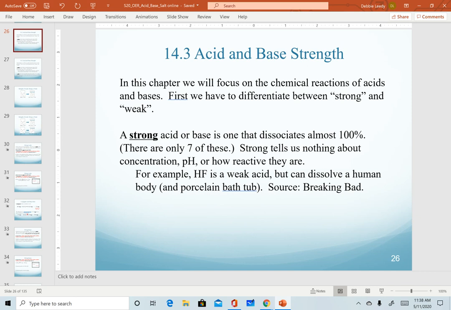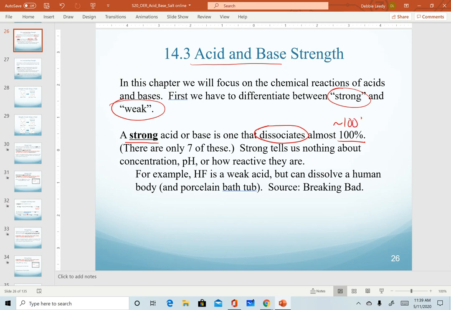Now that we have our definition for pH, we start to define and describe the strength of acids and bases and how we calculate their pHs. First, we do have to differentiate between strong and weak. This definition will apply to both acids and bases. When we say that an acid is strong or that a base is strong, we are simply describing the degree of dissociation. When we say strong, we are assuming 100% dissociation.